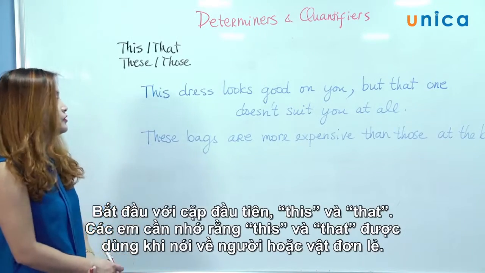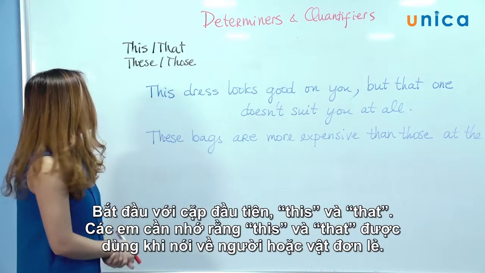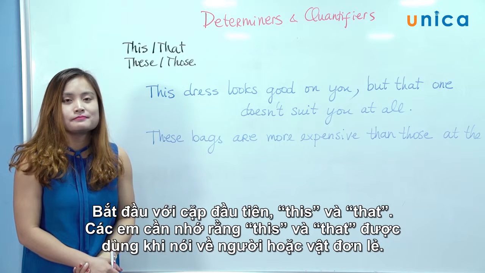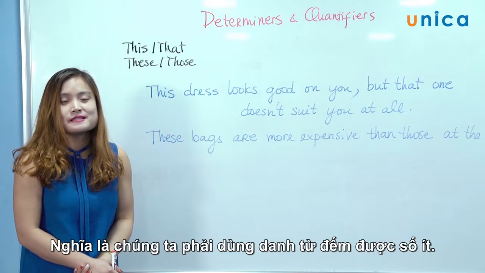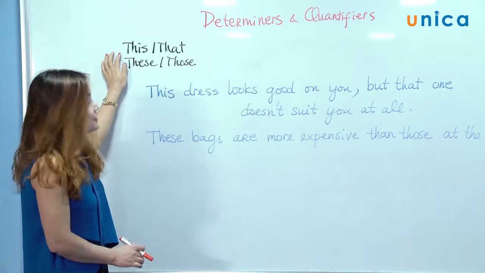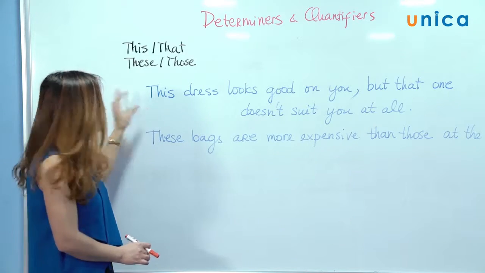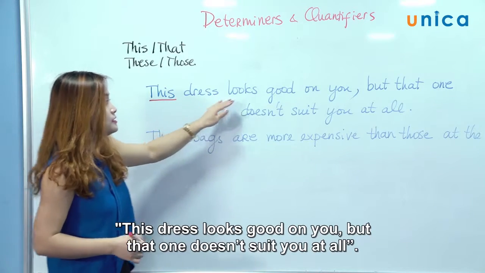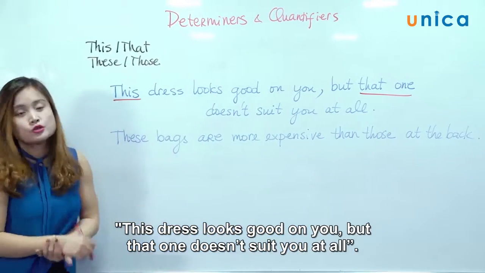Let's get started with the first pair, this and that. Remember, this and that are used when we talk about a single person or a single object. I mean, we have to use singular countable nouns if you want to use this or that. Let's have a look at this example. This dress looks good on you, but that one doesn't suit you at all.